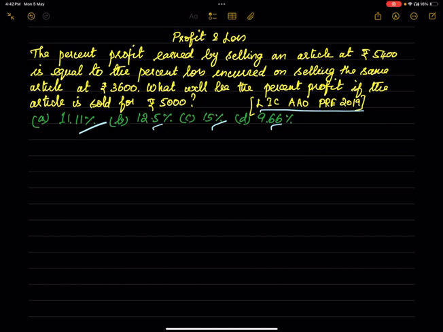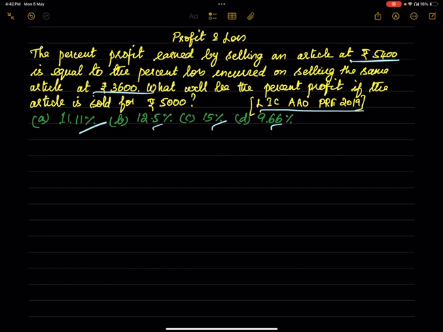But what is given? The profit percentage and the loss percentage are the same. He is doing two transactions. In the first transaction, he is selling the article for 5,400 rupees. He is gaining the money, getting profit. In the second transaction, he is losing the money. He is selling that article for rupees 3,600.